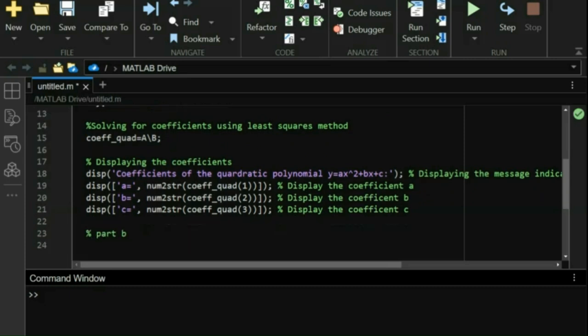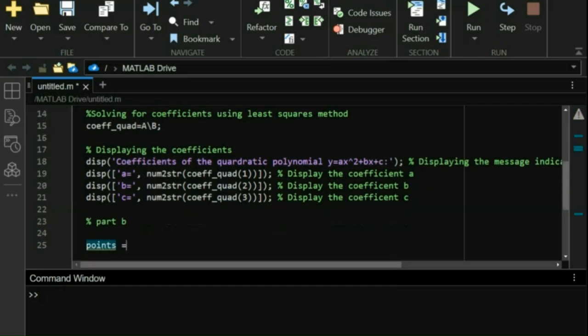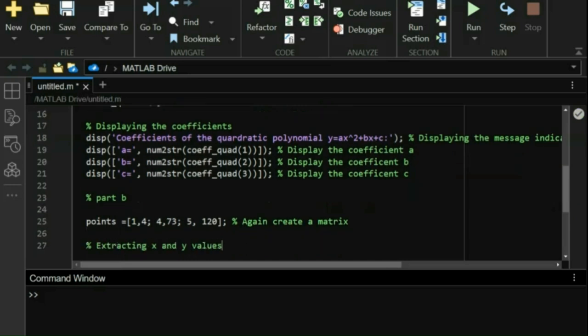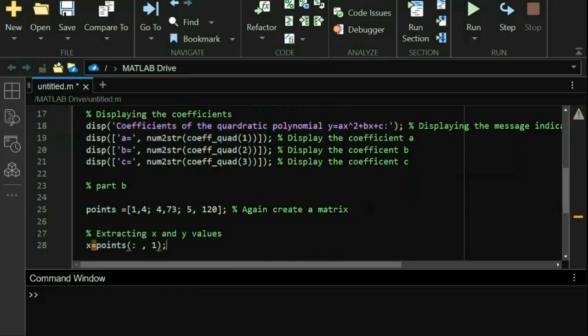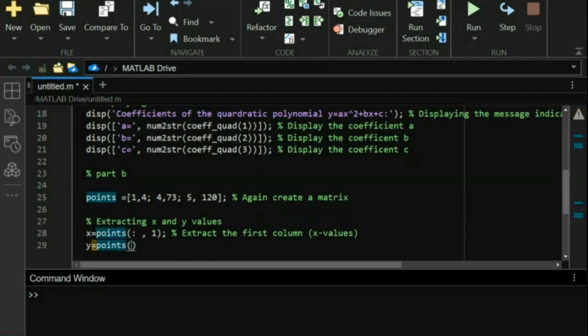Now, let's move on to part B and find the coefficients for the cubic polynomial. We'll start by using the same points as in part A. Again, creates a matrix with the given points. Extracts the first column, x values, from the points matrix. Extracts the second column, y values, from the points matrix.